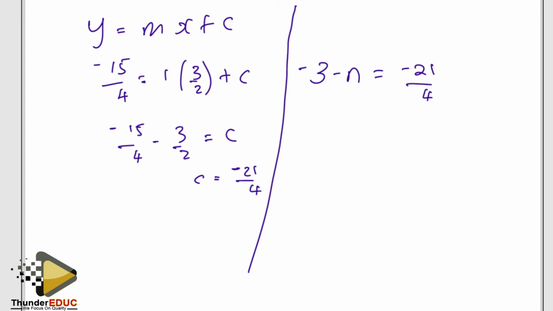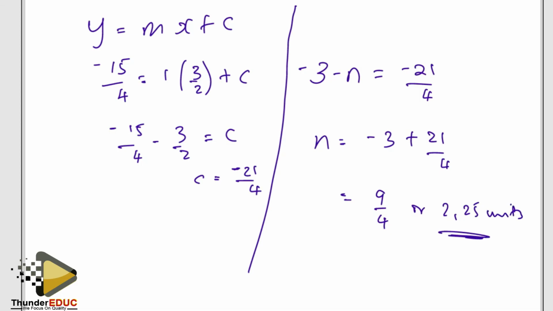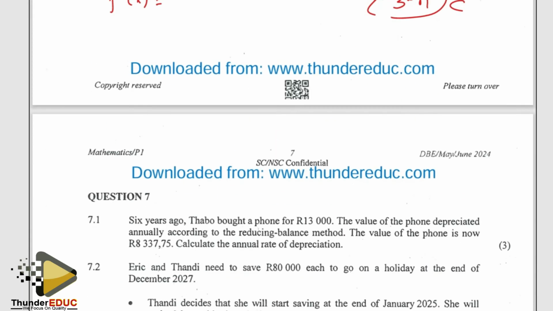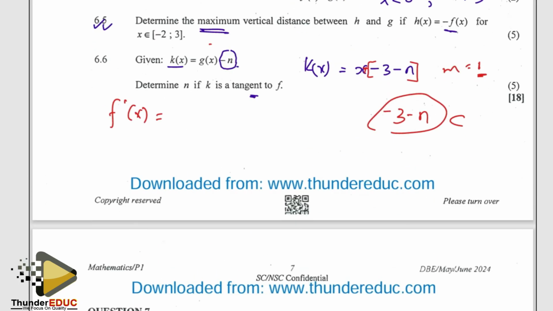So if I move n to that side, it's going to be negative 3 plus 21 over 4. I simplify that, and I'm going to end up with 9 over 4, which is 2.25 units. So the graph was moved this distance to make it a tangent. Okay guys, so that is question 6.